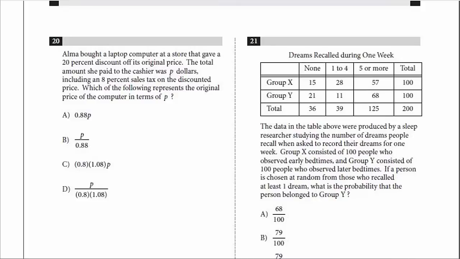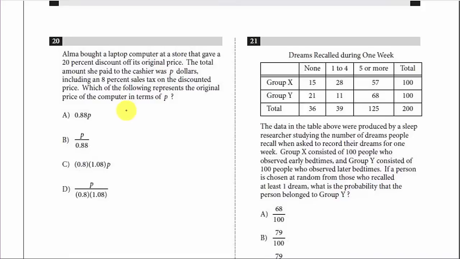All right, so number 20, it says, Alma bought a laptop computer at a store that gave a 20% discount off its original price. The total amount she paid to the cashier was $P, including an 8% sales tax on the discounted price. Which of the following represents the original price of the computer in terms of P? All right, so let's take a look at this. We want the original price in terms of P. P is what she paid after the discount and everything.